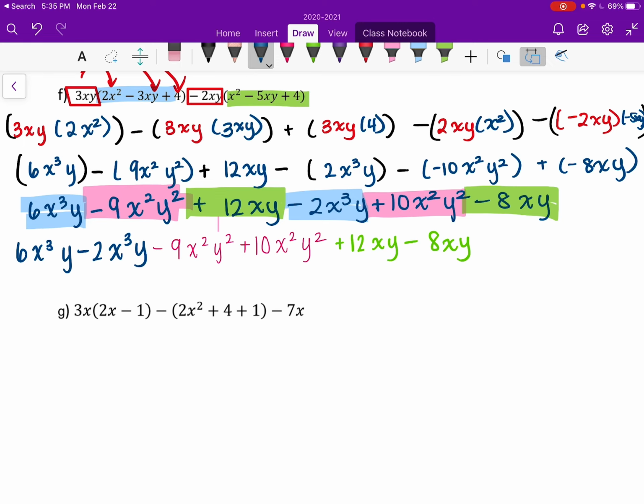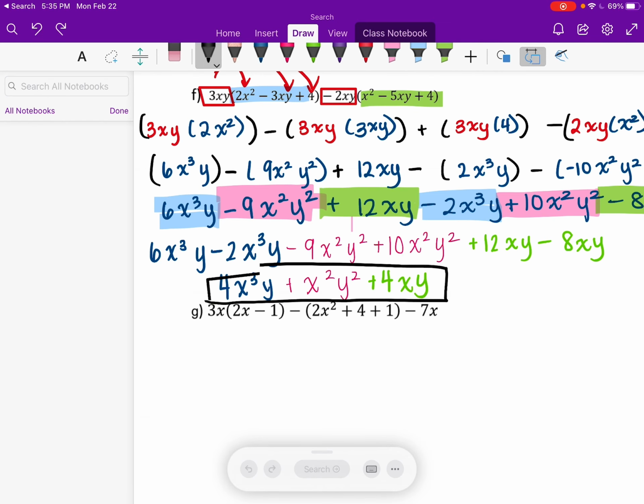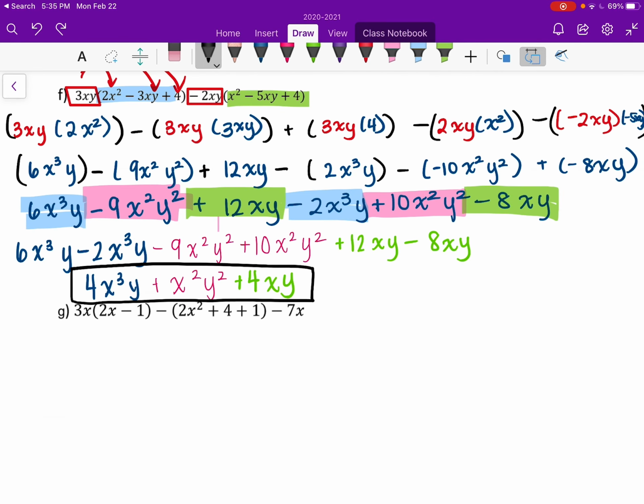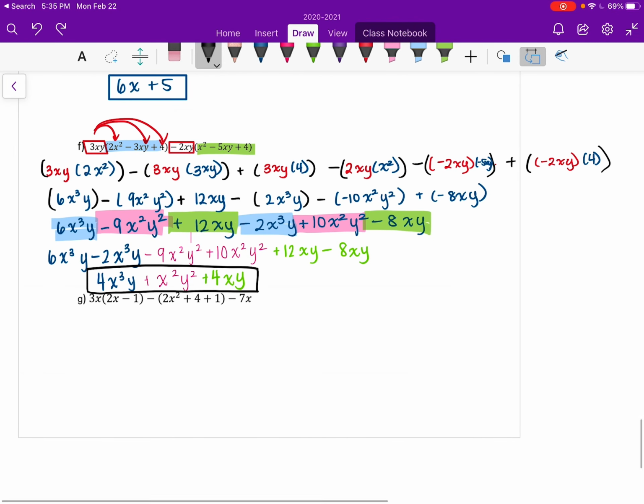So now let's just do this. 6 minus 2, because we're just dealing with coefficients at this point. 6 minus 2 is 4x cubed y. Negative 9 plus 10 is going to give me positive 1x squared y squared. And then 12 minus 8 is going to give me positive 4xy. And that, ladies and gentlemen, is my answer. Did it take a lot of work to get there? Yes, which is why it's important that you always use the right form. It's really easy to get lost with polynomials if you're not using the right form.